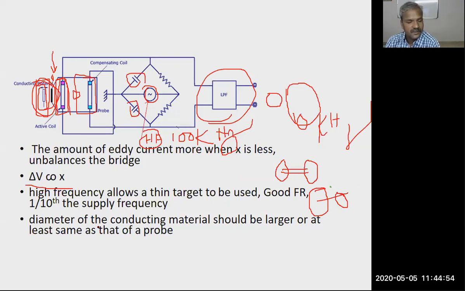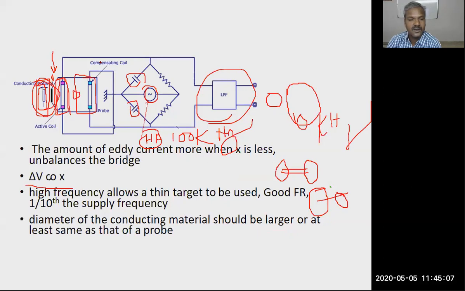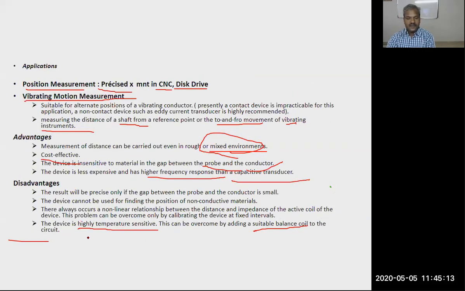The device is also highly temperature sensitive. This can be overcome by adding a suitable balance coil to the circuit. That balance coil is called the compensating coil. This is for insensitiveness to temperature, because this device is highly temperature sensitive. Clear?